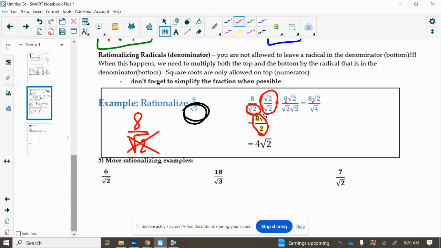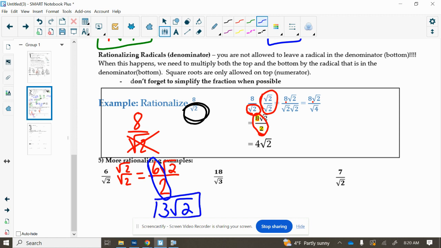Okay, so again, if we look at number 5, we have square root of 2 in the denominator. We don't like that. So to keep this an equivalent fraction, we're going to multiply top and bottom by that value. And then anytime you multiply a square root by itself, it's just that number underneath the radical. So just 2 on the bottom, 6 times the square root of 2 on top. Last but not least, you always want to double check. Can we simplify? 6 divided by 2 is 3. And then we just leave that square root of 2.